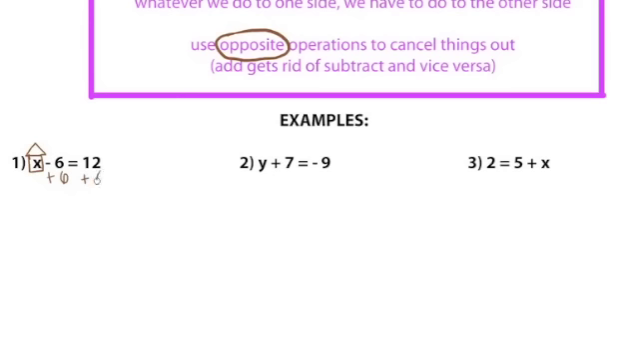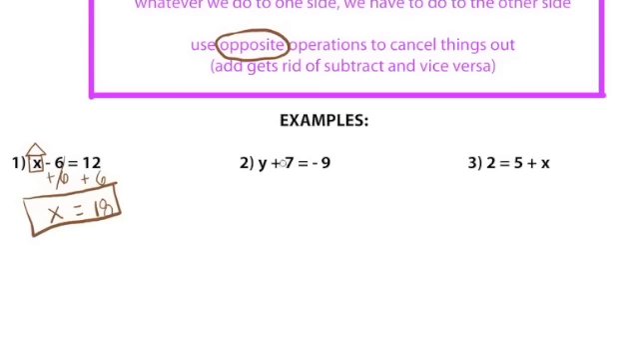And remember what I said in the second point, whatever you do to one side, you have to do to the other side. So if I add 6 on the left side, I'm going to have to add 6 on the right side. We know that negative 6 plus 6 is 0, so it's just going to cancel out, right? And what's 12 plus 6? It's 18. And then I have an x here that's still at home, and now x gets to hang out all by himself at home. So x equals 18.